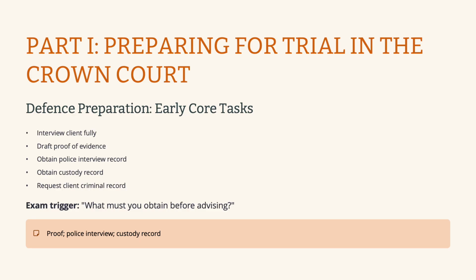Second, draft a proof of evidence capturing everything your client tells you. This privileged document becomes your case roadmap, constantly updated as information emerges through trial. Third, obtain the police interview record, the recording or transcript of your client's interview under caution. This is crucial because it shows what your client said to police and forms part of the prosecution case.